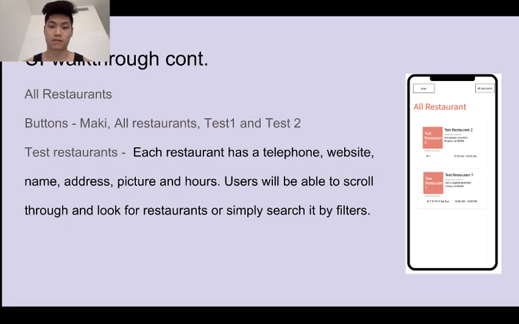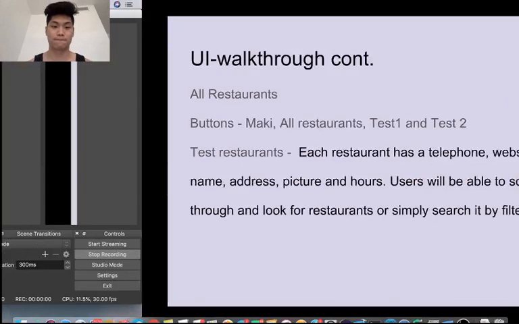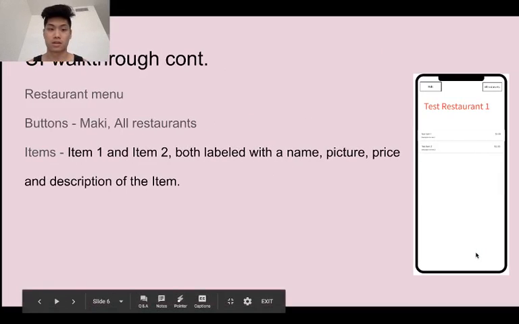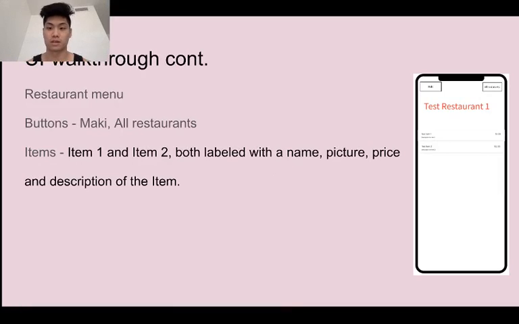Aside from users being able to scroll through manually and searching through the restaurants by name, they can also search through restaurants by using filters like categories, things like that. As you can see, the buttons for Maki and All Restaurants have remained the same to allow users to easily navigate through our app.